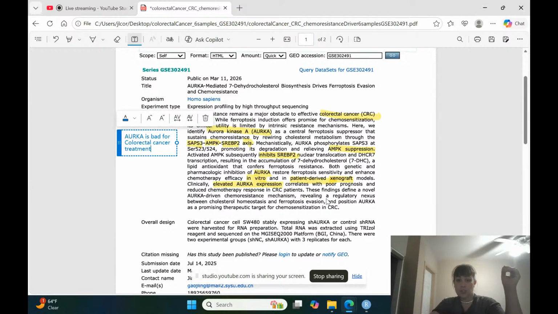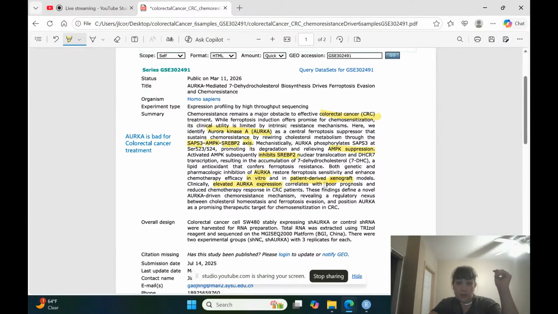Now we're going to go back to the highlighter. It's a poor prognosis and reduced chemotherapy response in colorectal cancer patients. These findings define a novel AURKA-driven chemoresistance mechanism, revealing a regulatory nexus between cholesterol homeostasis and ferroptosis evasion, and position AURKA as a promising therapeutic target for chemosensitization in colorectal cancer.